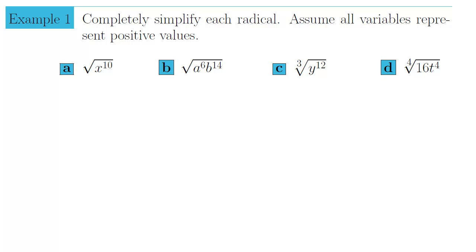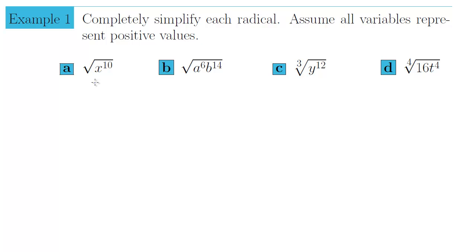Alright, so here's our first example. Completely simplify each radical. Assume all variables represent positive values. Okay, so we don't have to worry about making anything positive in the end, right? We just have to worry about simplifying the radical. So let's start with our square root of x to the 10th.